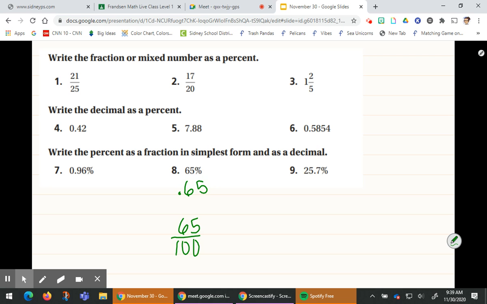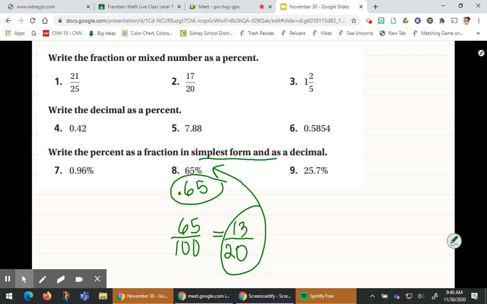65 and 100 both have the common factor of 5, and that's it, I promise. 65 divided by 5 is? 100 divided by 5 is? Okay, so this will be our answer for the fraction in simplest form, and this is our answer for the decimal value. Notice that the question tells you to write the percent as the simplest form of a fraction and as a decimal, so that had 2 answers as well. Okay.